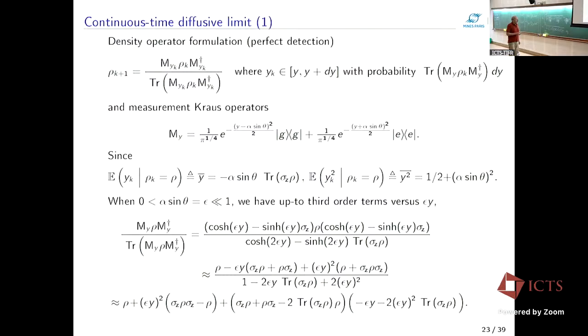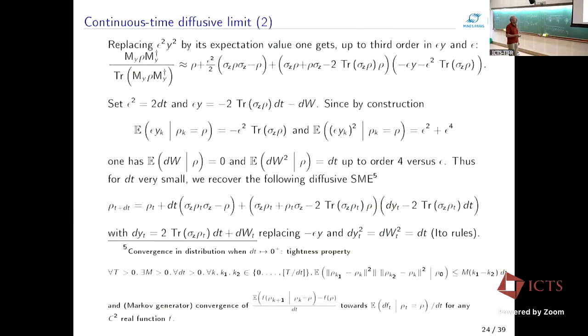And what you recognize here is something which is more or less close to the stochastic master equation. Here you have the Lindblad term, here you have the measurement back action terms, and here you have the noise. So as usual, when you do these things, you replace epsilon 2 y2 by the expectation value, and you neglect higher order terms.